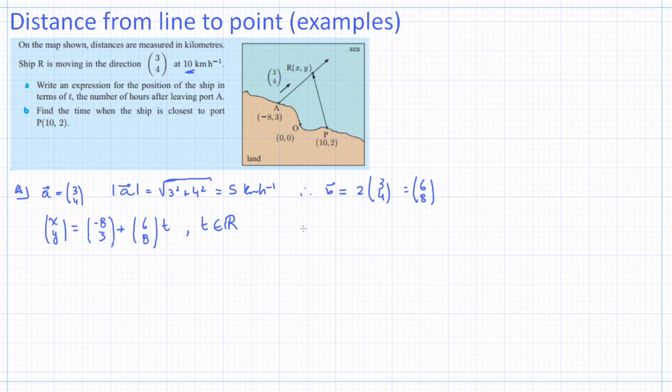You got it? So just for example, when time is 0, my point R will be (-8, 3). That would be the position where my point would be. At t equals 1, after 1 hour, I would have a new position of -8 plus 6, so that's -2 kilometers, and 3 plus 8, 11.